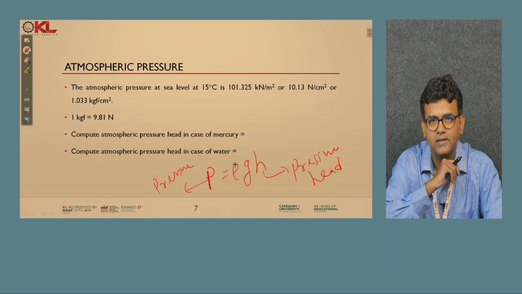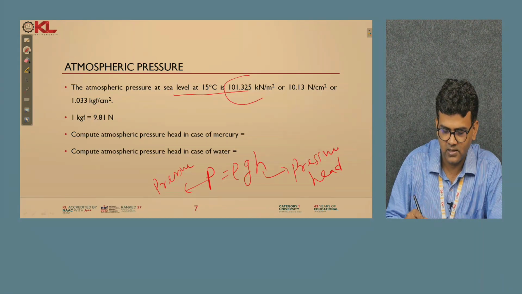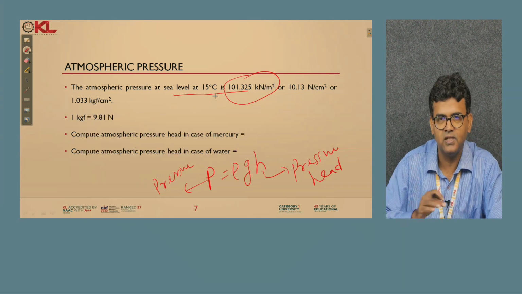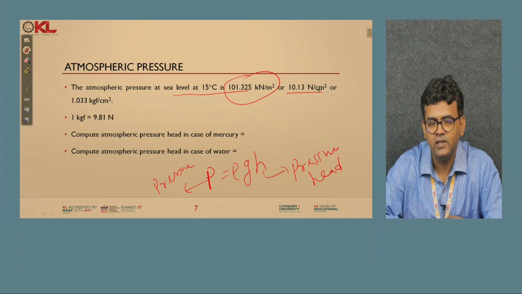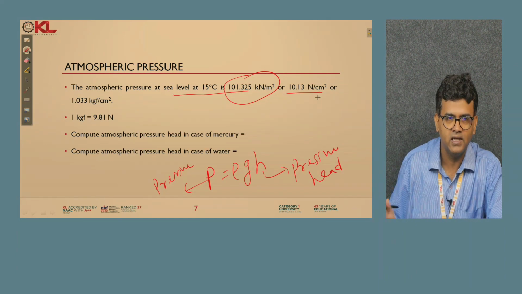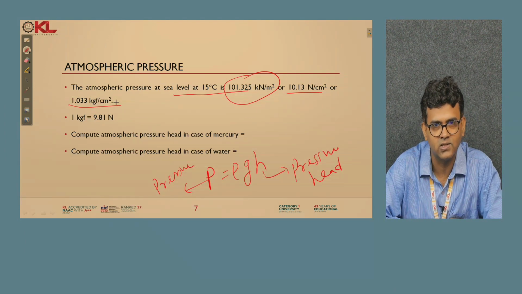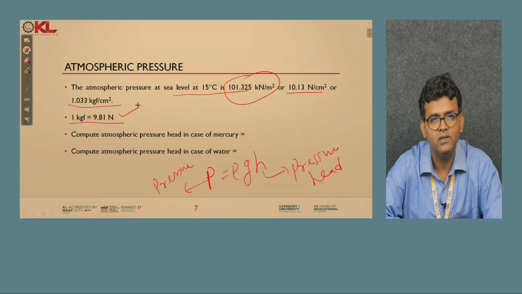Atmospheric pressure, a standard value at sea level at 15 degrees centigrade, is 101.325 kilonewton per meter square. You can convert it into other units also: 10.13 Newton per centimeter square and 1.033 kgf per centimeter square. The conversion formula was already given in the previous session: 1 kgf is equal to 9.81 Newton.